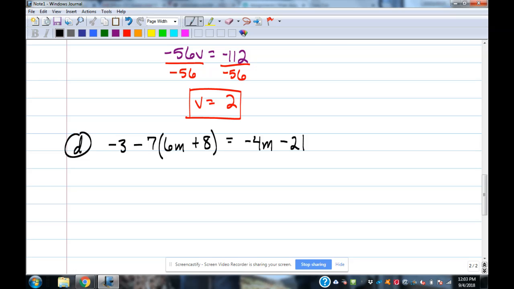Parentheses. So what's getting distributed for this problem? The negative 7. So we're distributing negative 7 to the 6m and the 8. The negative 3 is still there. Nothing's changing with it. It's just going to copy it down. So what's negative 7 times 6m? Negative 42m. So it'll be a minus 42m. And then -7 times +8.